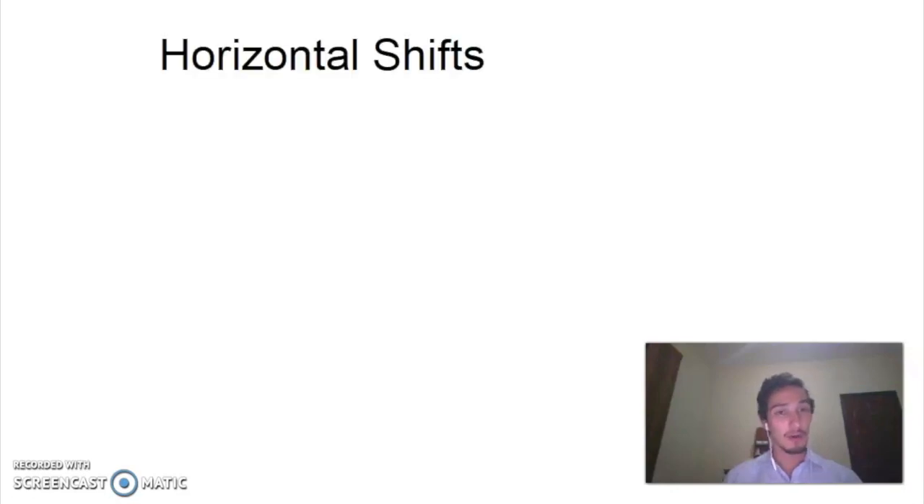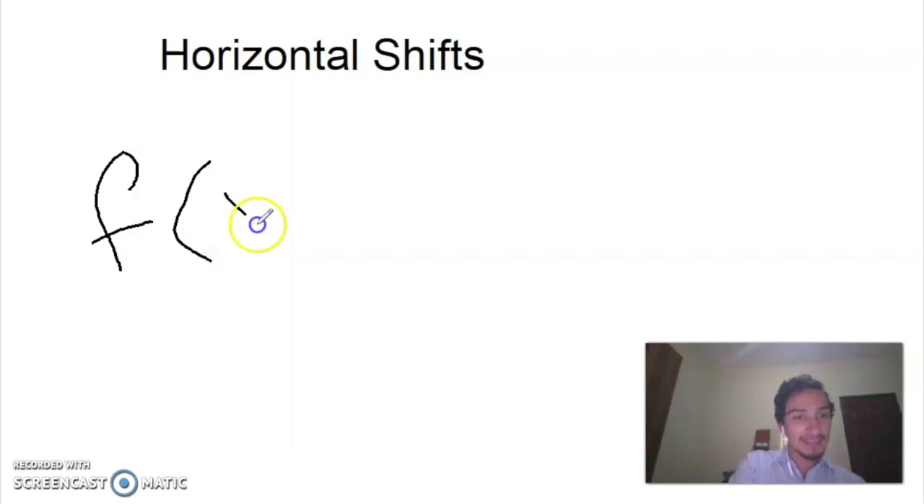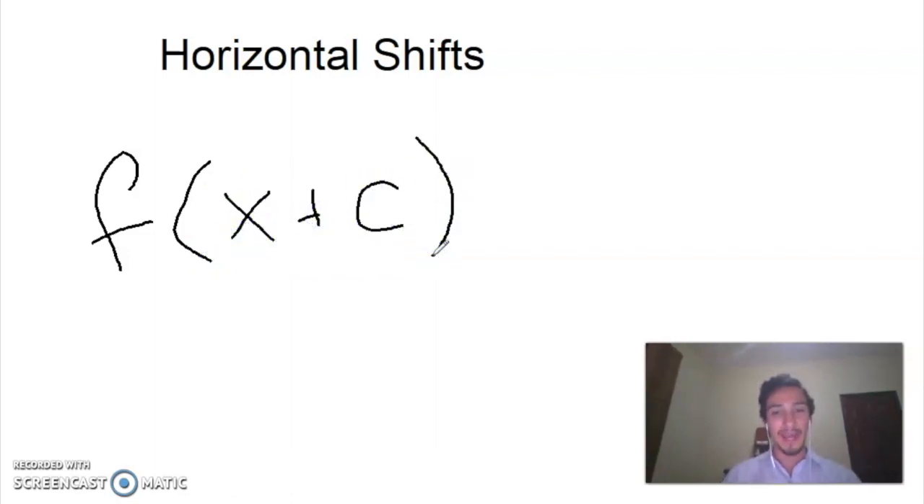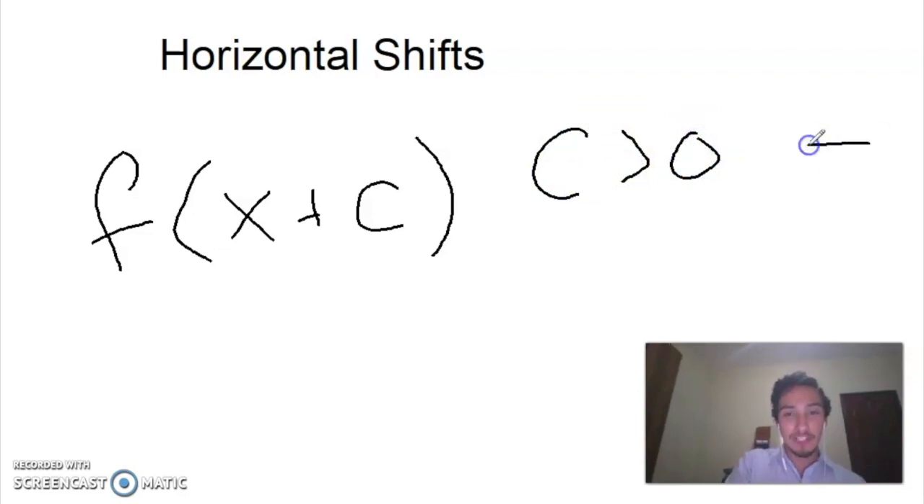All right, so let's discuss horizontal shifts now. What we're going to do is take f of x plus c. You'll notice that we're adding c to x instead of to f of x or y. So we have f of parentheses x plus c. One thing to keep in mind is that when c is greater than 0, we're shifting our function over to the left. And when c is less than 0, we're shifting it over to the right.